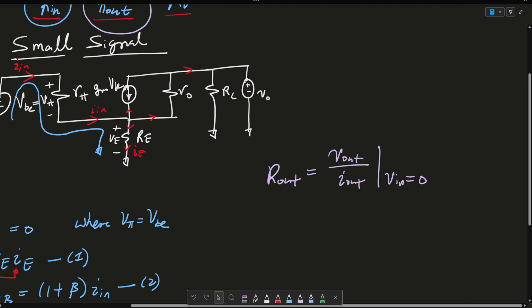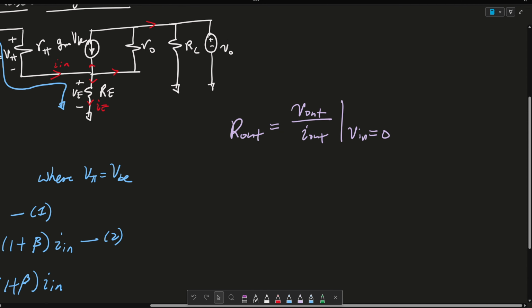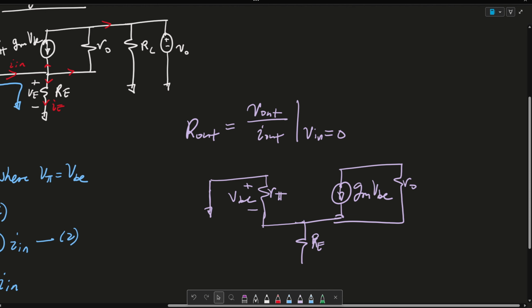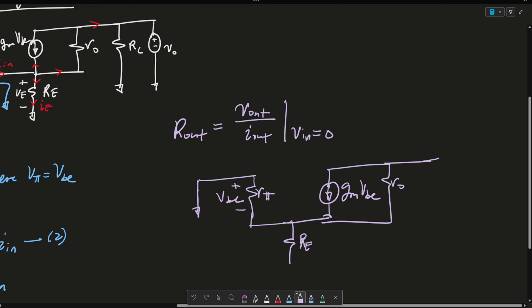So I'm going to redraw the small signal down here. Essentially what it looks like is we have this V in grounded. We have a resistor R pi, another resistor RE. So this is R pi, RE that flows into a voltage controlled current source gm VBE. Again, this is VBE or V pi. This is RO. And we have this RC, which has a drop V out across it.